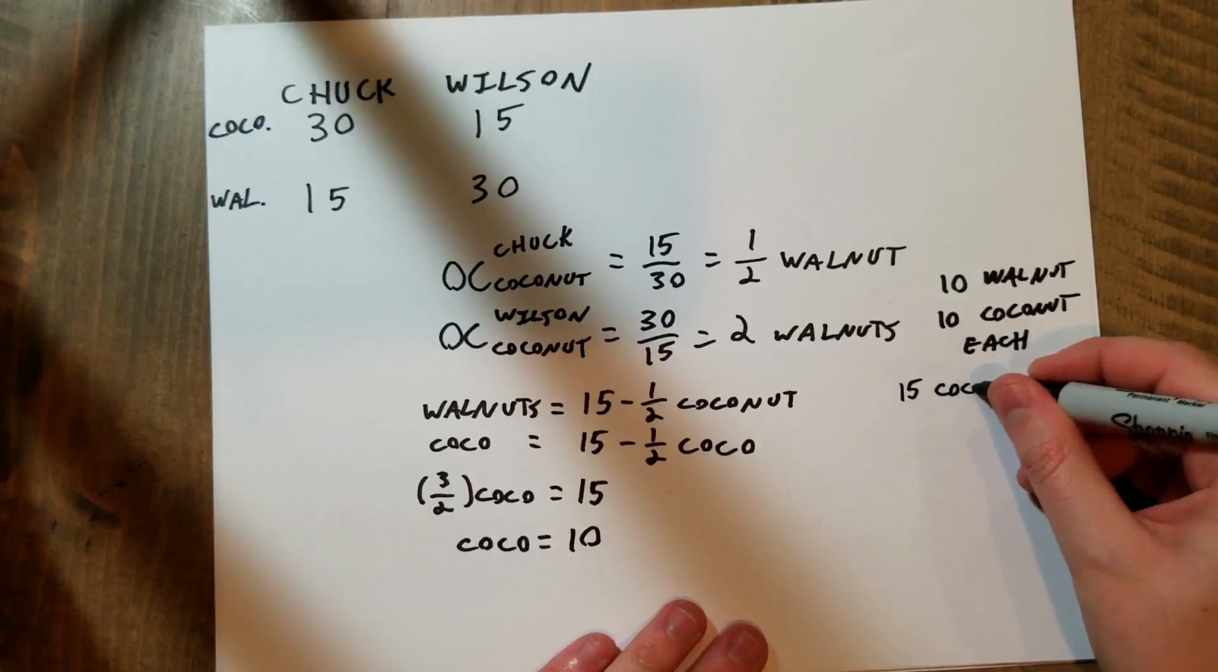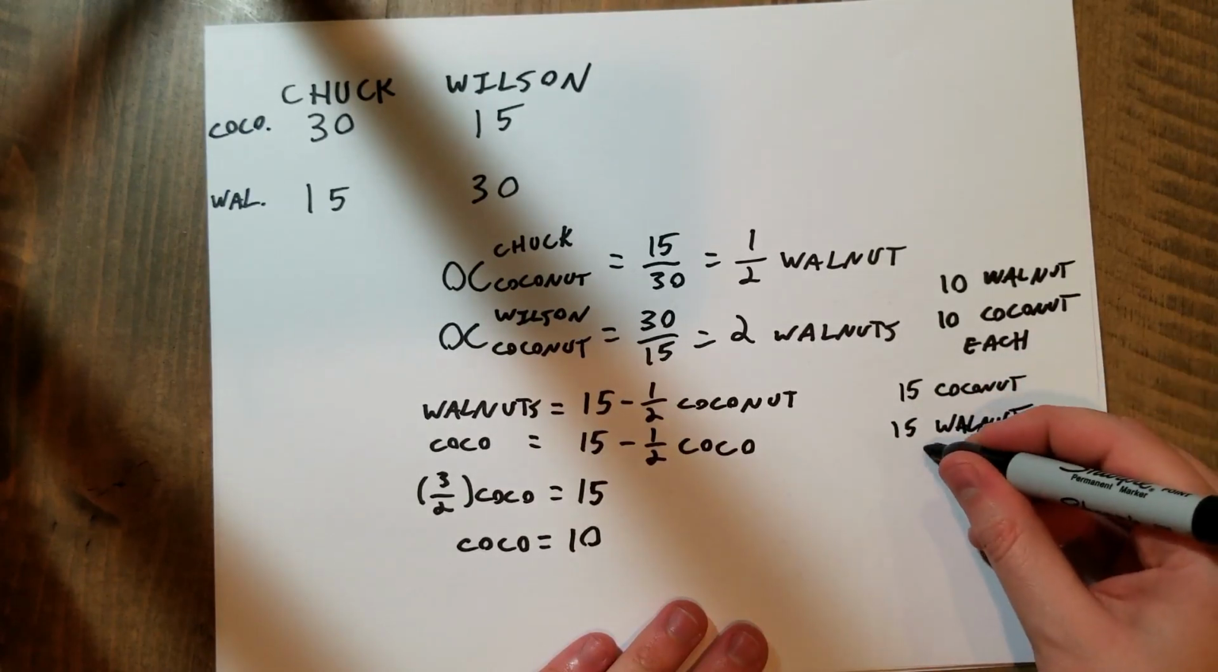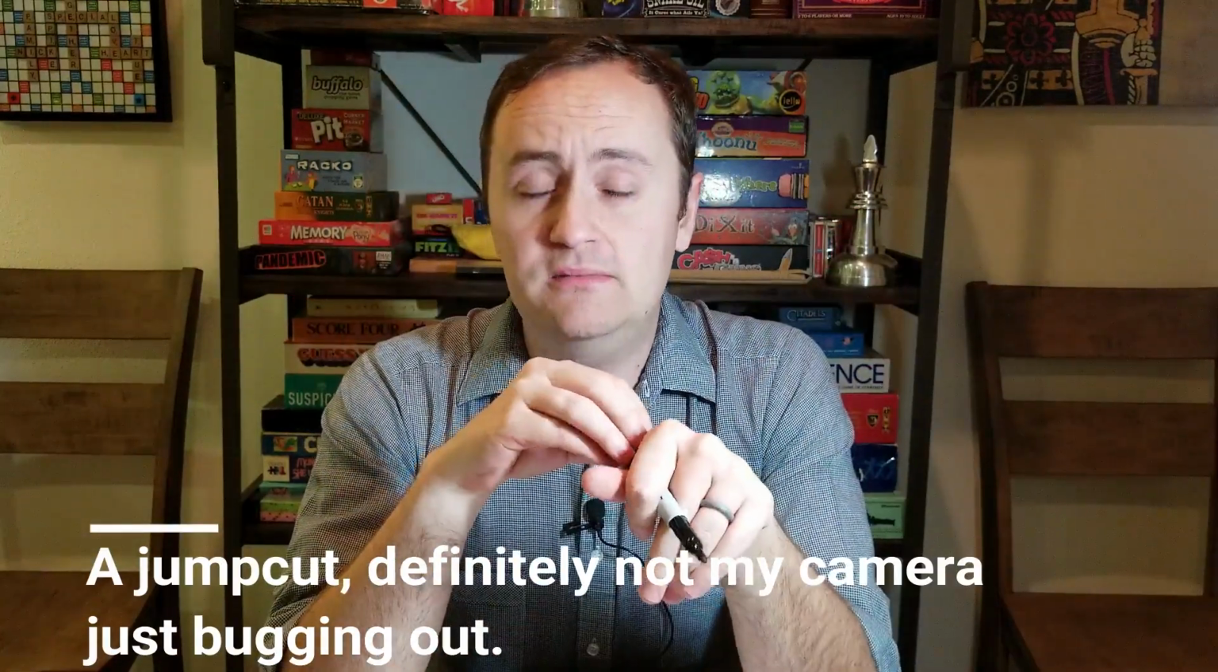So if he spends all of his time on coconuts, he's going to get 30 coconuts. Okay? And if Wilson spends all of his time on walnuts, he's going to get 30 walnuts. And so if we divide that between the two of them equally, it's going to be 15 coconuts and 15 walnuts each. So by specializing and trading, they were able to increase the amount of stuff that they produced. Just like we had with the programs and models example, by specializing and trading in the things that we are good at, we are going to be able to produce more stuff.